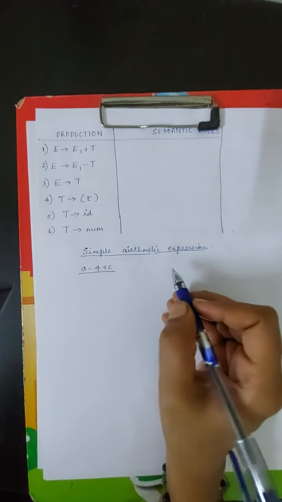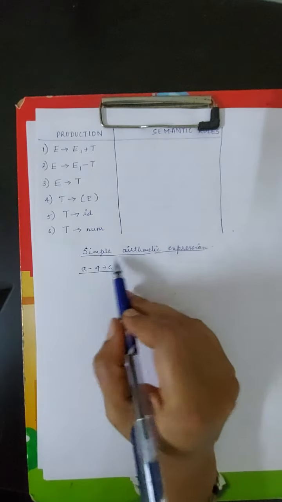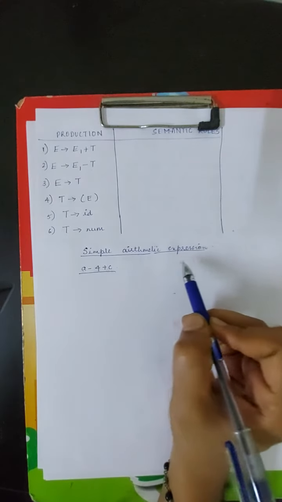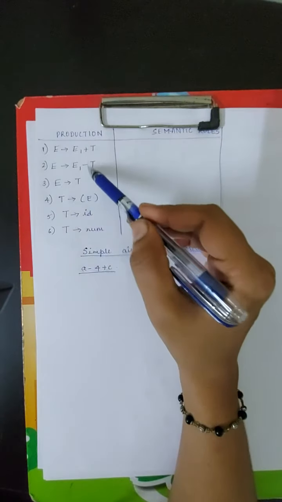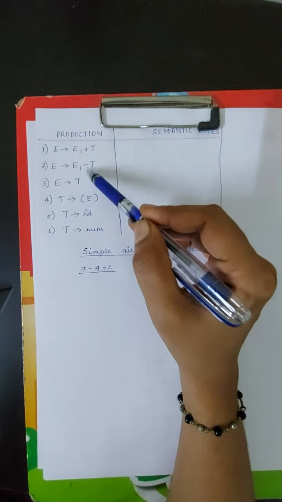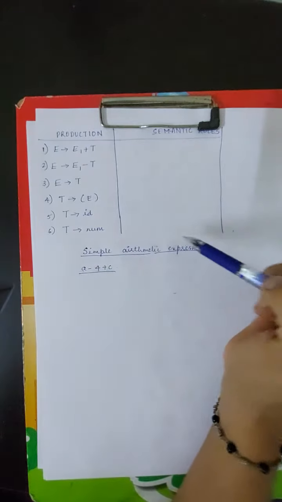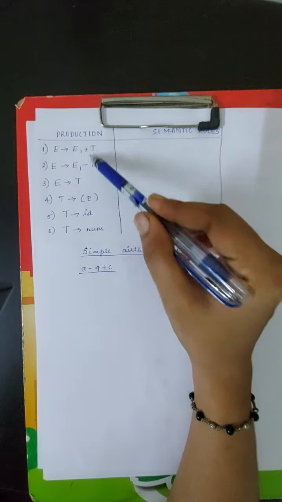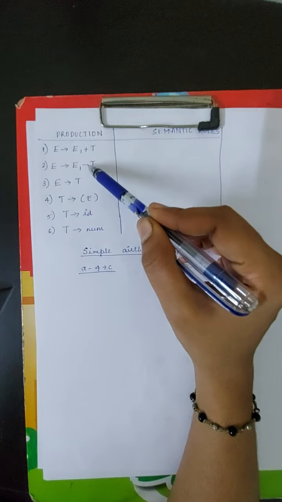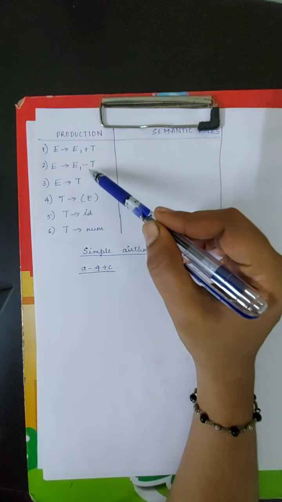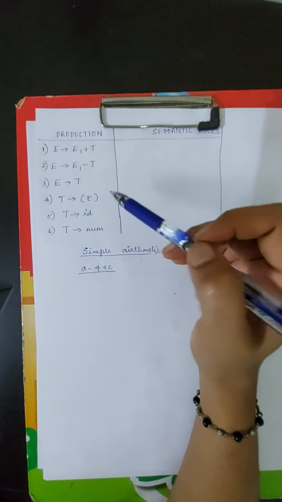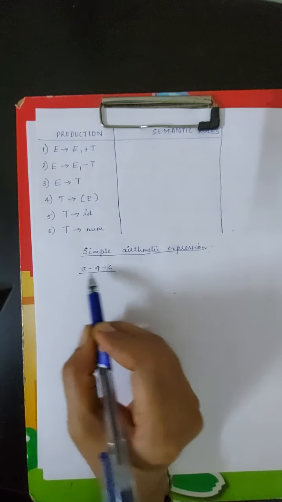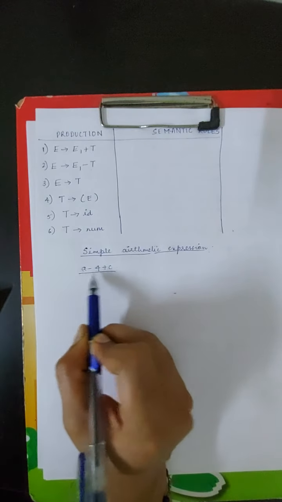So let us take an example for constructing a syntax tree for a simple arithmetic expression. This simple arithmetic expression contains only two binary operators, that is plus and minus. These two operators follow the same precedence level and they are left associative. That means the computation happens from left to right. So if this is an example, how are the computations happening?